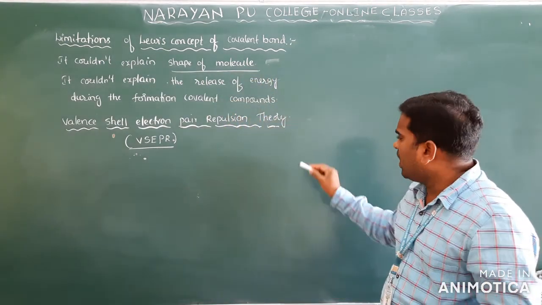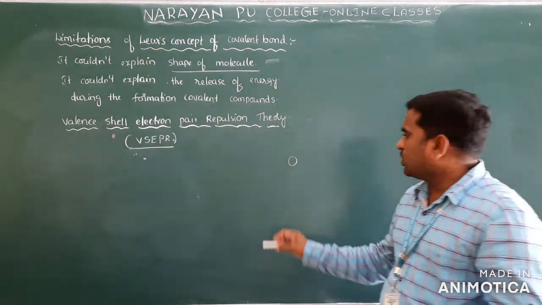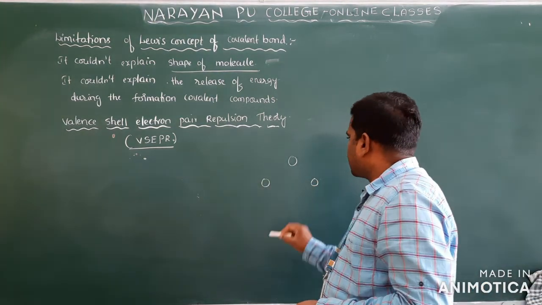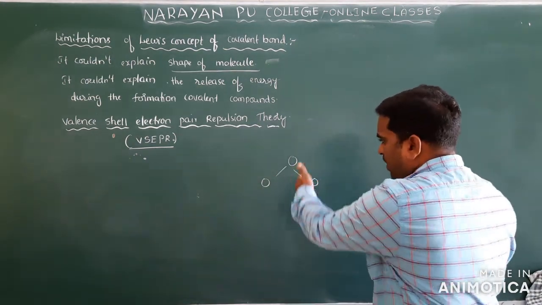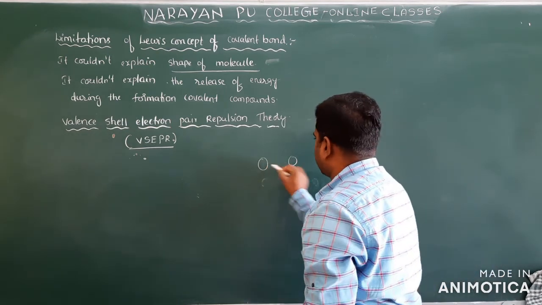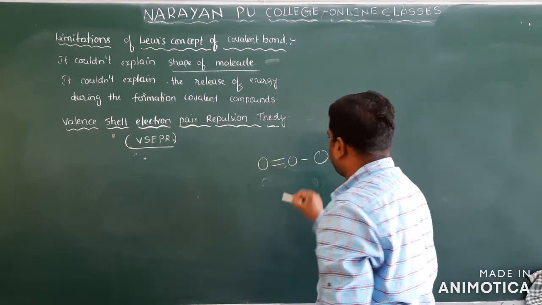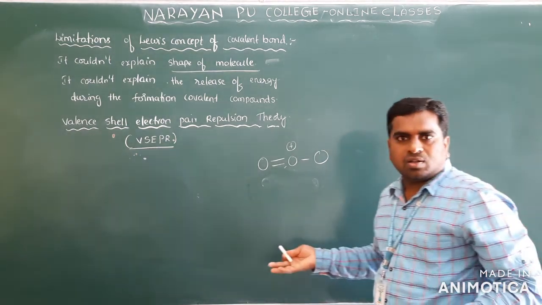Suppose a simple example, I may take ozone. Ozone means O3. O3 we have written like this. Sometimes I may write this. If you write like this, I will get one shape, bent shape, inverted V shape. Instead of that, if I write like this, then I will get the linear shape. Clear? So which one is the correct?